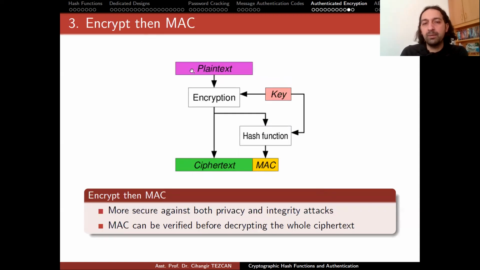But in encrypt then MAC, you have the ciphertext and MAC. You just take the ciphertext, perform the keyed hash function operation, and check if the authentication tags are the same. If they're not, this means that the authentication is wrong. So you don't need to decrypt the whole data. It is something we prefer.